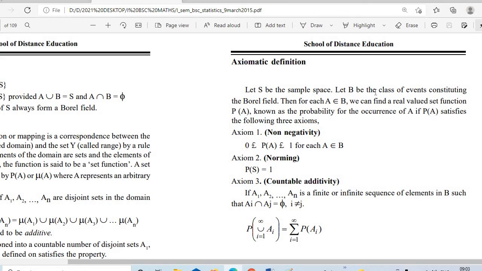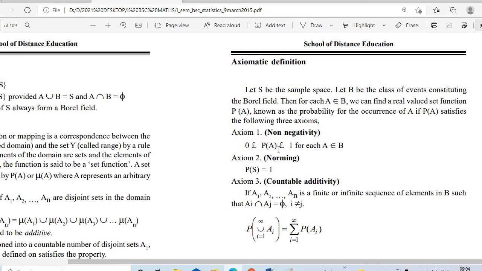Let S be a sample space and B be a class of all events consisting of a Borel field. Borel field can be considered as a sigma field. Then for each A belonging to B, we can find a real valued set function P of A, known as the probability for the occurrence of A, if P of A satisfies the following three axioms.